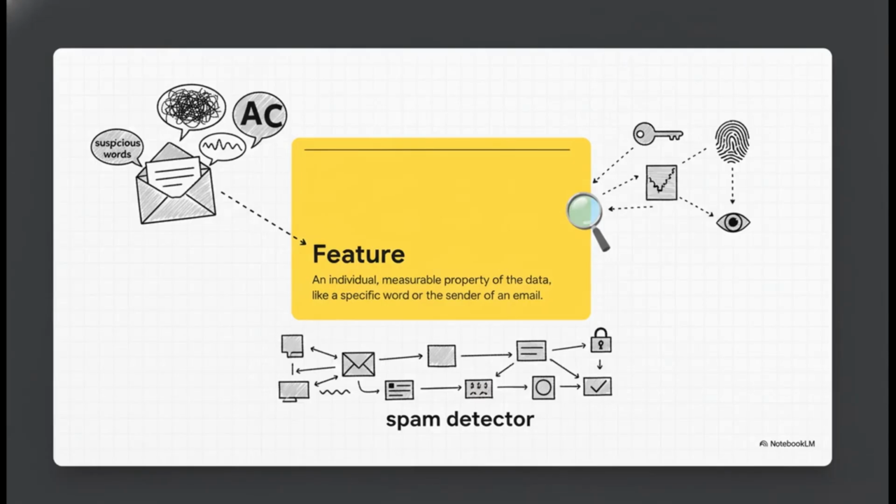First up, we need clues. In the world of machine learning, we call these features. Think of them like little pieces of evidence. For our spam detector, a feature could be a word like free in all caps, or maybe the sender's address looks a little weird, or maybe the email is just one giant image. Each email is just a big collection of these features.